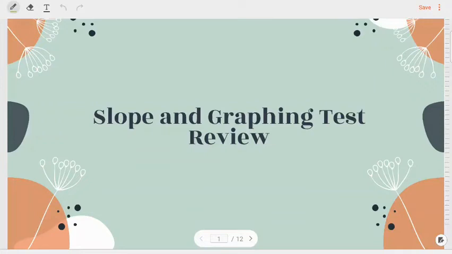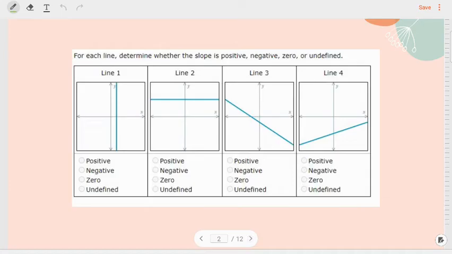All right, here's our slope and graphing review. Now, these problems will vary just a little bit from what you see on your review and from what you see on your test, but overall, the questions should look very much similar, just with different numbers. Same format and everything. So let's go ahead and get started.